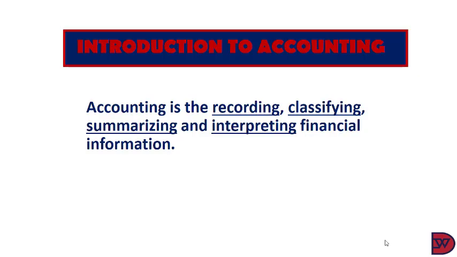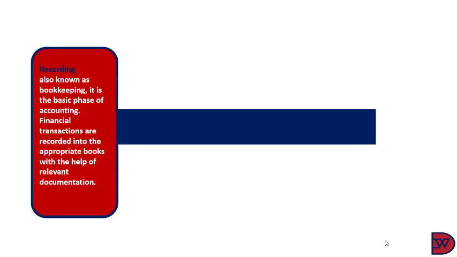Let's move straight to the introduction to accounting. So what is accounting? It is the recording, classifying, summarizing, and interpreting of information. We'll look at the various elements in little detail. Recording, also known as bookkeeping, is the basic phase of accounting, where transactions are recorded into the appropriate books with the help of relevant documentation such as invoices, receipts, purchase orders, credit and debit notes, etc.